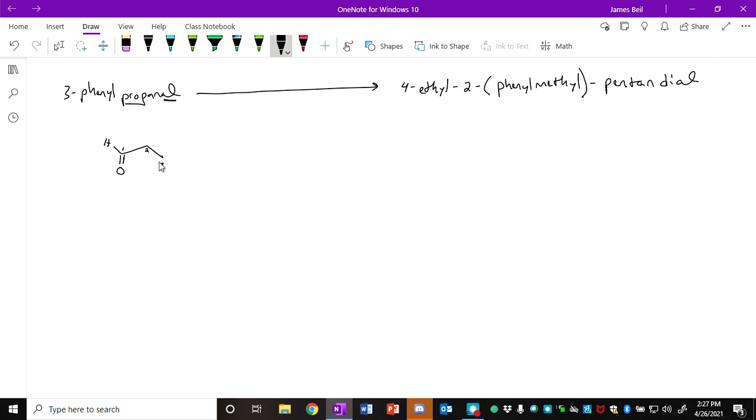And that means on carbon 3, I've got a phenyl. So I need an aromatic ring here on carbon 3. So that would be the structure of 3-phenylpropanal. Over here, the product I want to make is a pentanedial. So that means I've got 5 carbons and I've got a dial. I've got an aldehyde on both ends.